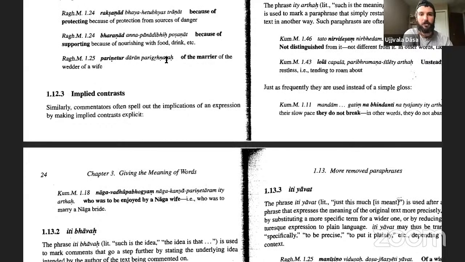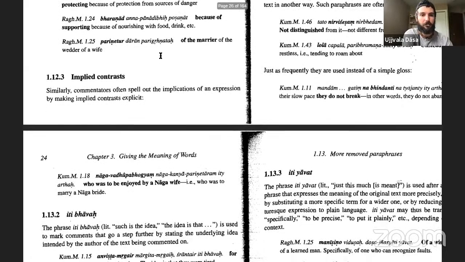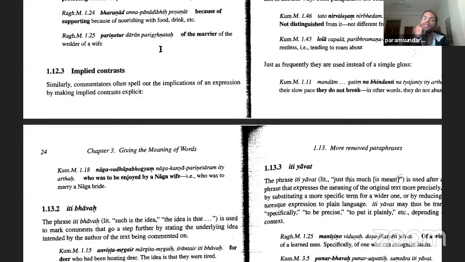Parinetur daran parigrihnatah. Of the marrier, parinetuh daran parigrihnatah. Of the taker of a wife. Daran parigrihnatah. Daran. Yeah, I'm wondering about that formation, because it's dara and it's masculine. So daran is, actually it should be daram, it looks like. Yeah, it's plural. And then wives. Yeah, the marrier of wives. But then it doesn't make sense, actually, I think it should be 2-1. Daram.